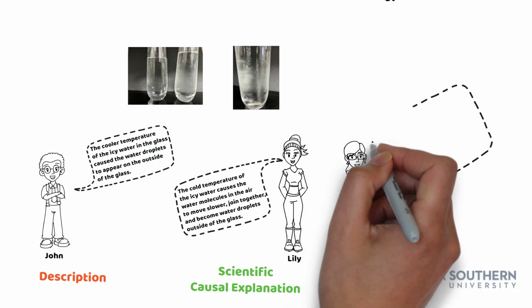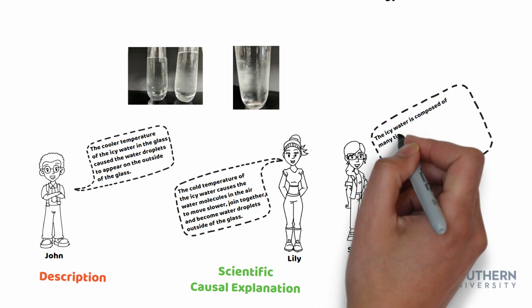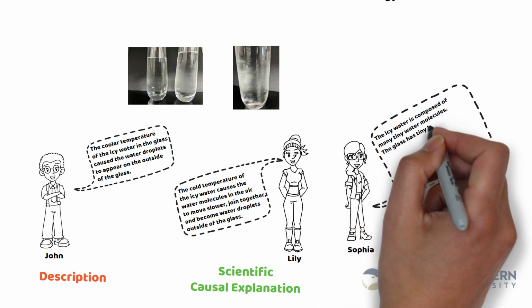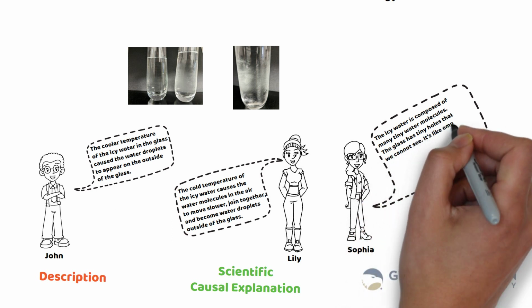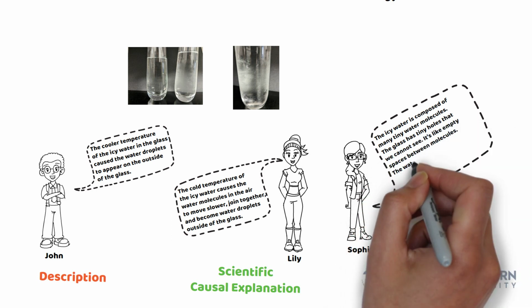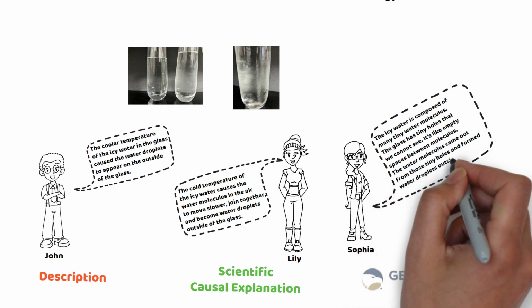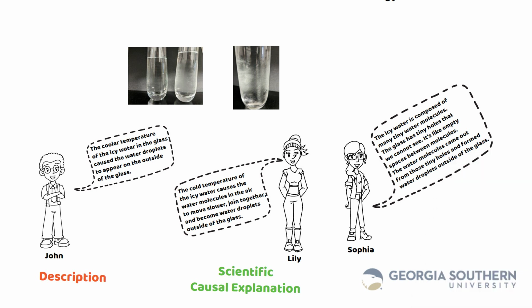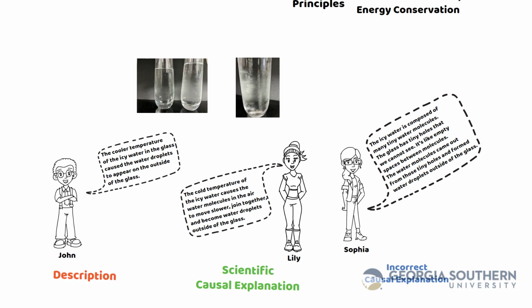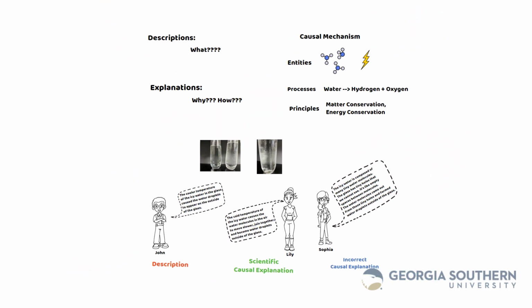Sophia says, the icy water is composed of many tiny water molecules. The glass has tiny holes that we cannot see. It's like empty spaces between molecules. The water molecules came out from those tiny holes and formed water droplets outside of the glass. In Sophia's explanation, the entities are water molecules inside the glass, and the process is that the water molecules move to the outer space of the glass. This is a non-scientific causal mechanism. So Sophia provides a non-scientific causal explanation.